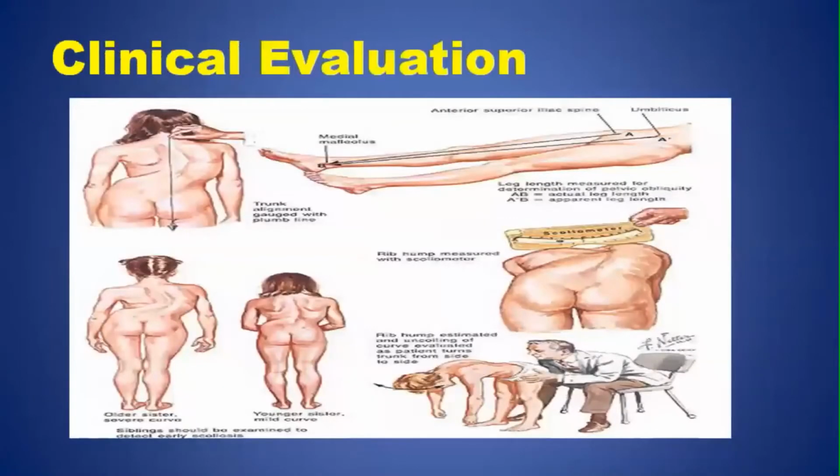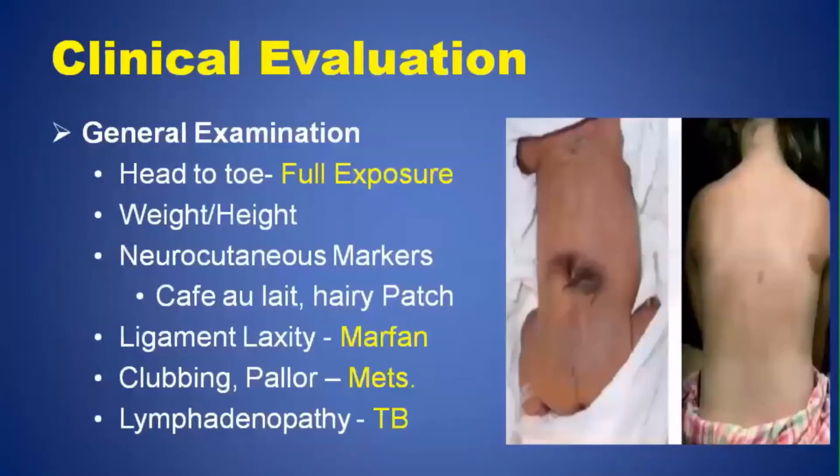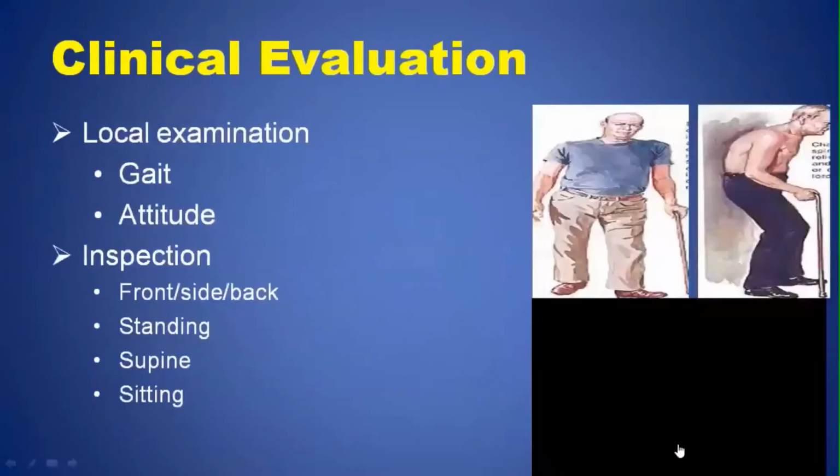After history taking comes the role of clinical evaluation, and that starts with the general examination of the patient from head to toe, with full exposure of the patient in adequate light. Also try to note the weight and height of the patient at frequent follow-up intervals. Sometimes neurocutaneous markers like café-au-lait spots, hairy patch, ligament laxity, clubbing, and lymphadenopathy are systemic and general manifestations of an underlying major pathology that should be recognized early to detect the underlying disease.